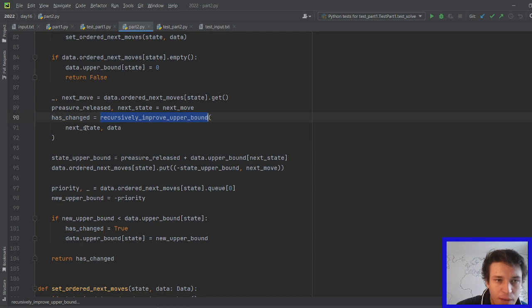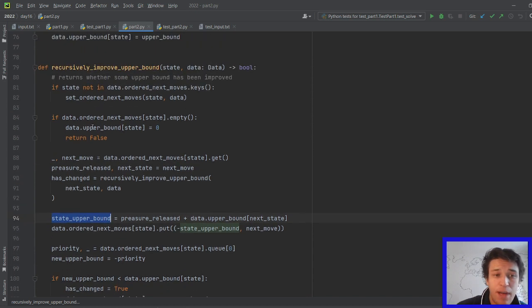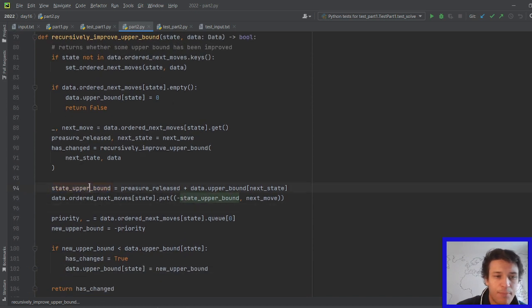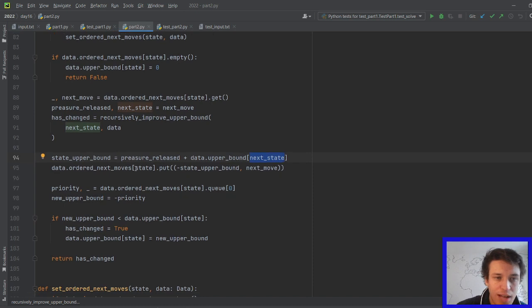So this move that corresponds to the first upper bound, we will improve this move, and then potentially this improves the upper bound of the state. So the upper bound corresponding to the move will be the pressure released by the move, as well as the new improved upper bound for the next state. And then we'll add this move back into the queue with this updated upper bound that it gives for the original state. And then we look at the first thing in the queue without removing it, and the priority will give us the new upper bound for the corresponding state.